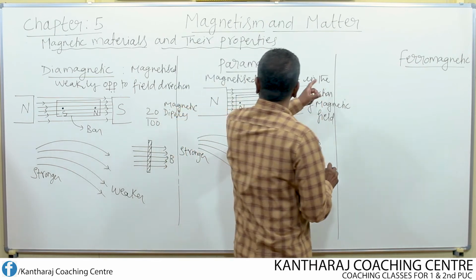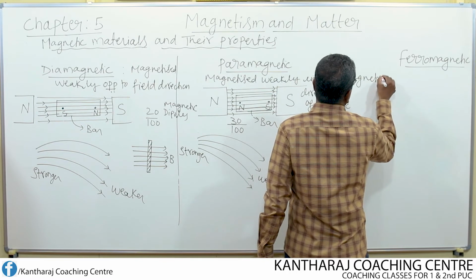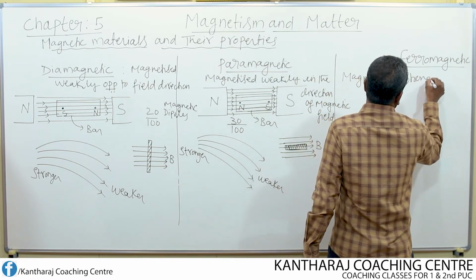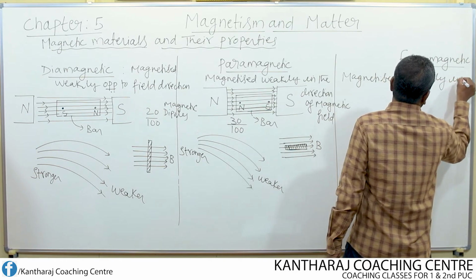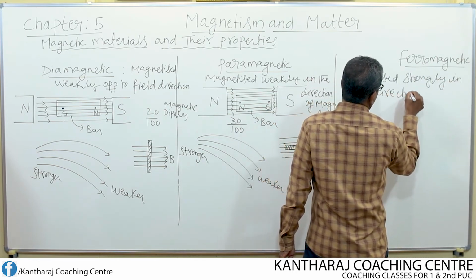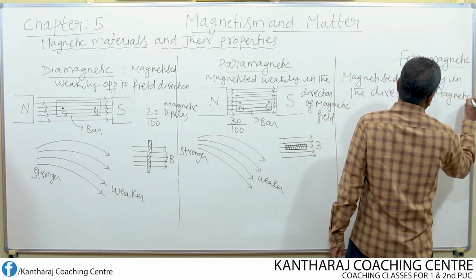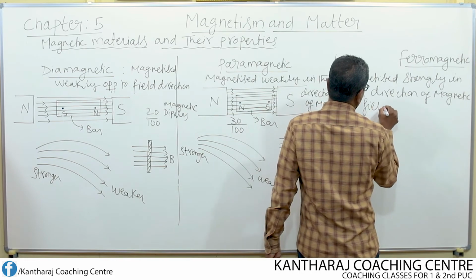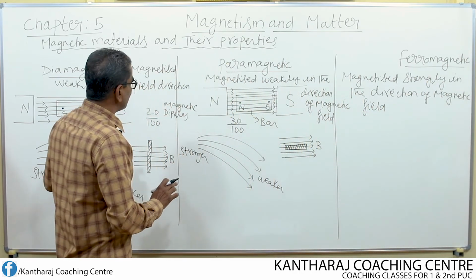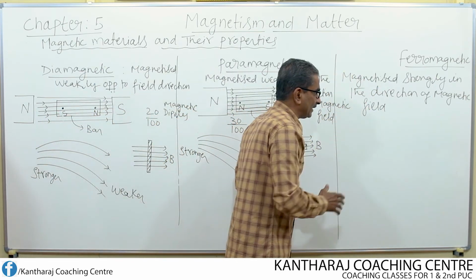So I can write like this once again: a substance which gets magnetized strongly in the direction of the magnetic field is called a ferromagnetic material. Okay. So this is nothing but the definition of diamagnetic, paramagnetic and ferromagnetic.